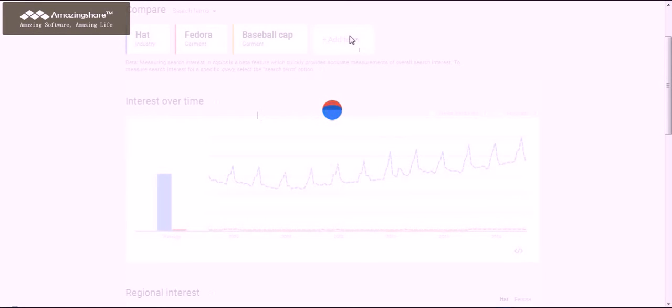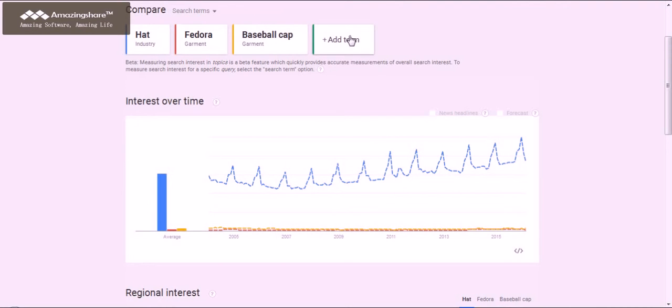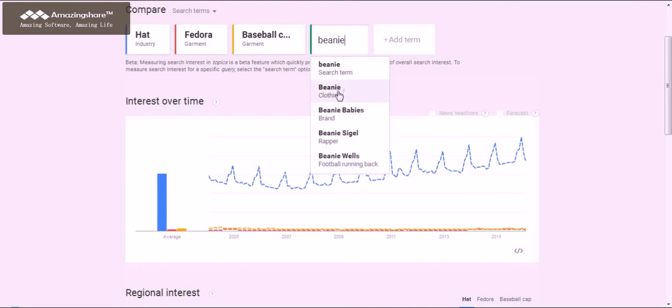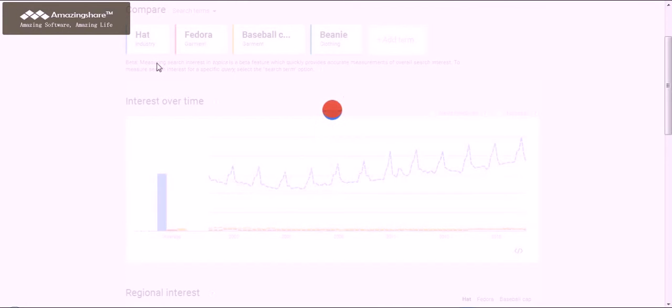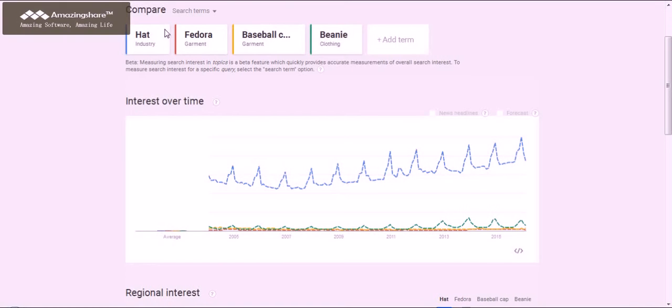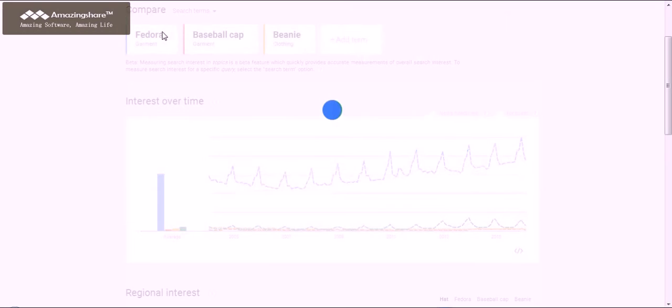And what you're going to see as I'm adding these is the hat industry is way up here and all the other ones are way down here. Well, that's because we're trying to compare individual kinds of hats versus a whole industry. So that doesn't really work. So we'll probably have to remove this hat industry comparator. Okay, and that's going to give us a much better idea of how these all stack up against each other.